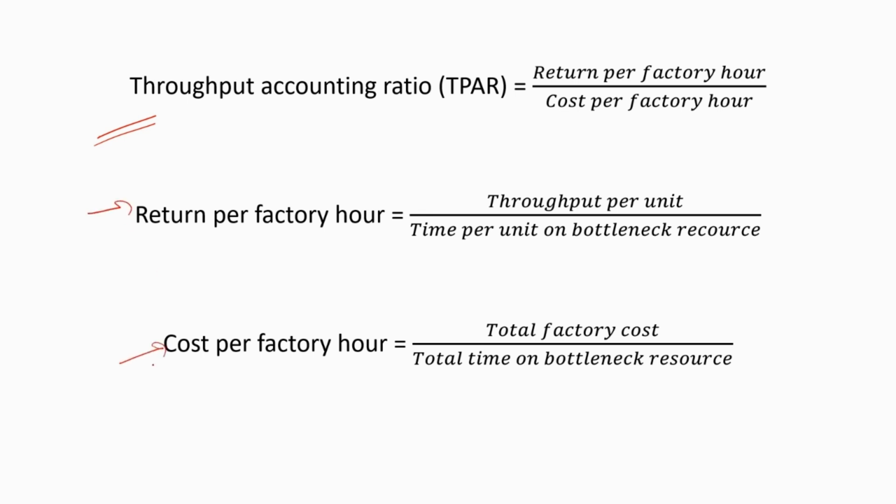These are the equations you need to remember in order to calculate the throughput accounting ratio. Return per factory hour is equal to throughput per unit divided by the time per unit on bottleneck resource. Cost per factory hour is equal to total factory cost divided by the total time on bottleneck resource.